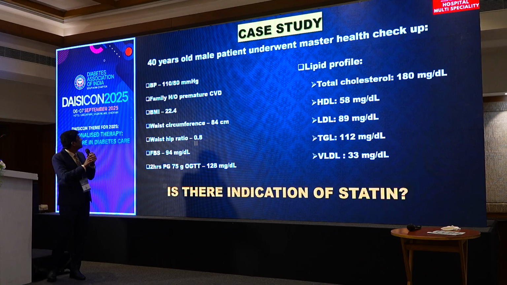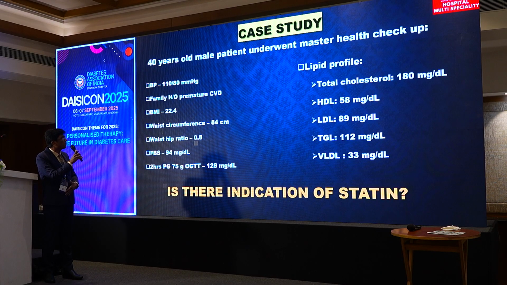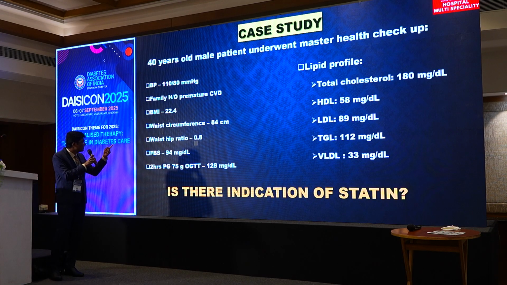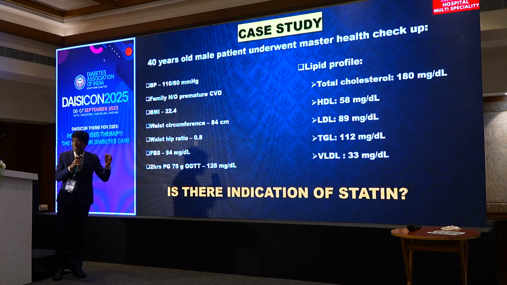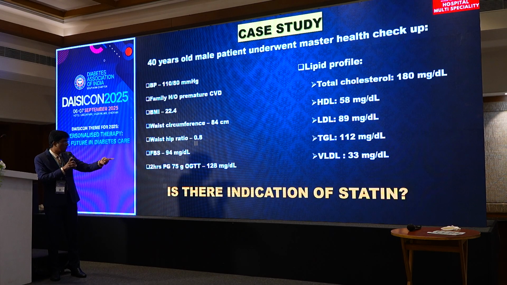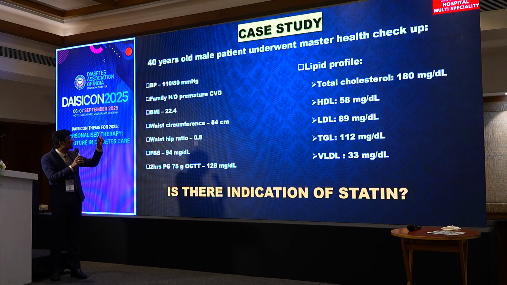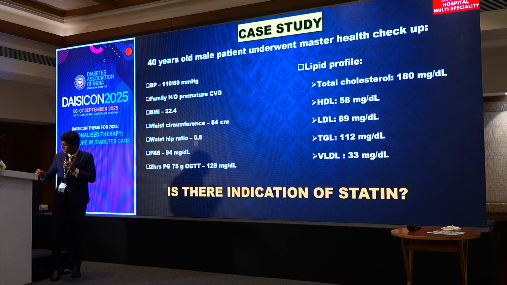So one case study. A 40-year-old male patient underwent a master health checkup. His blood pressure is very normal. Family history of premature cardiovascular disease. BMI normal. Waist circumference normal. Waist-hip ratio is normal. Glucose levels are normal. If you look at the lipid profile, everything seems to be a little bit satisfactory. Is there any indication of statin in this patient? Sorry, what is the indication? Is there any indication for screening in this patient? Yeah, so family history is there. So because of family history, we are supposed to do it.